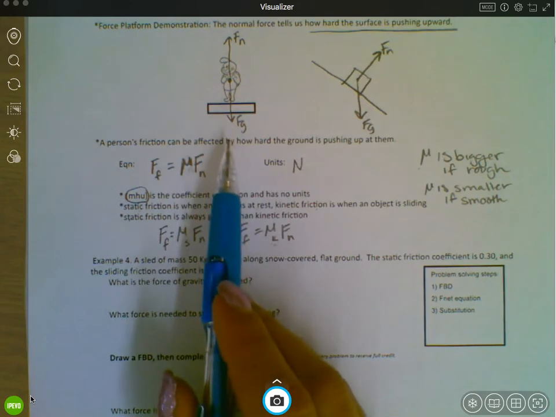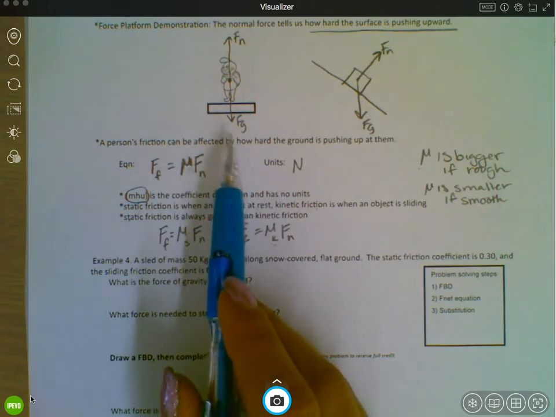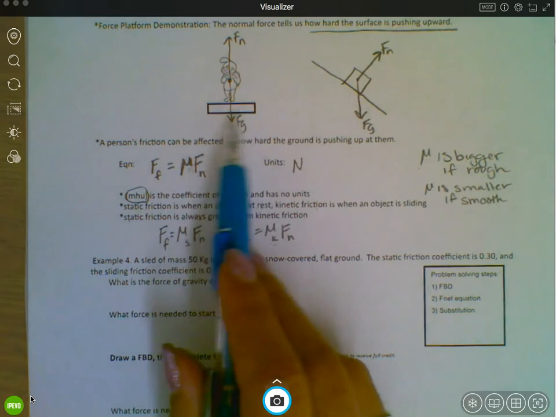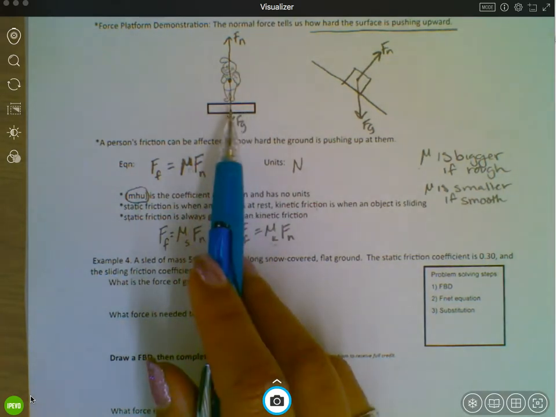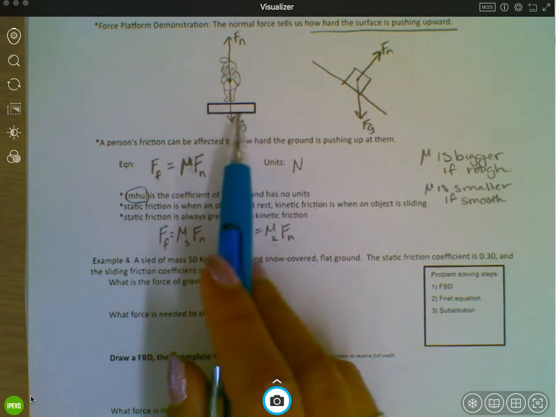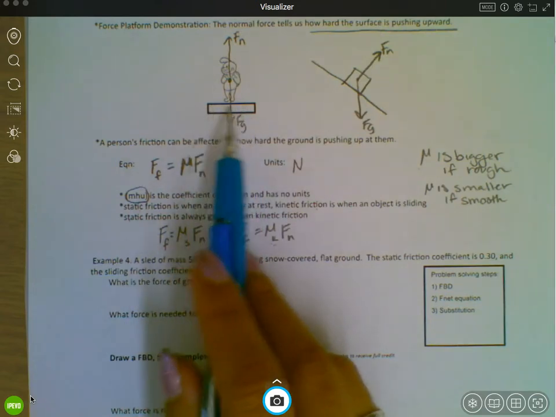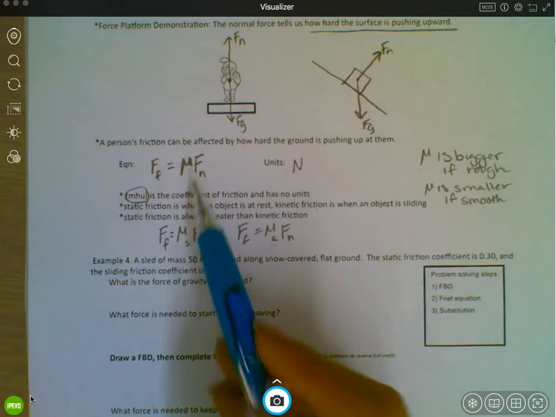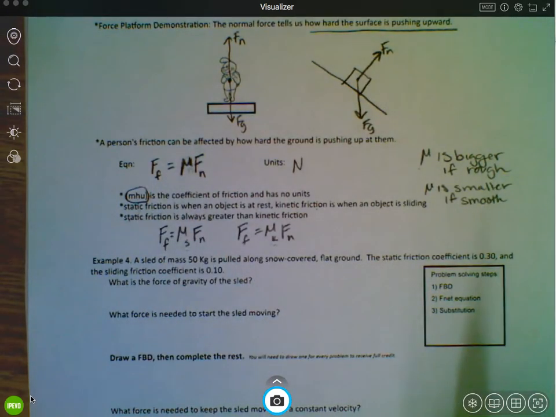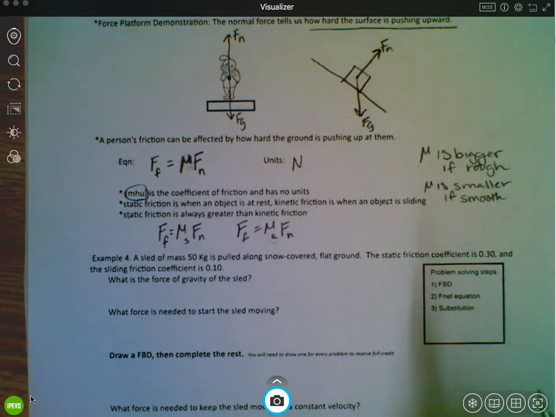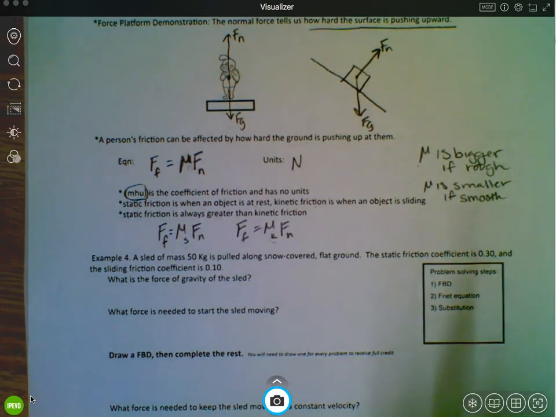You can see based on this equation that friction is based on how hard an object is pushing down on a surface and how hard that surface is then pushing back on the object. So the heavier an object, the more force of gravity that object has on a surface, the surface is going to push back harder, and it's actually going to make the friction bigger. Okay, and we'll do some little examples in class about that to show you.